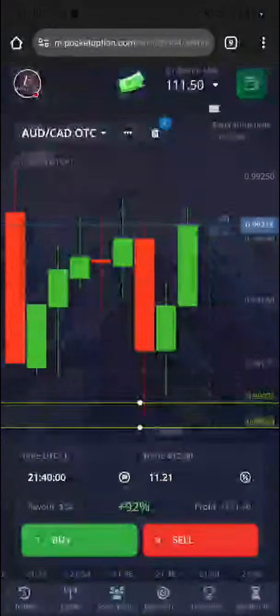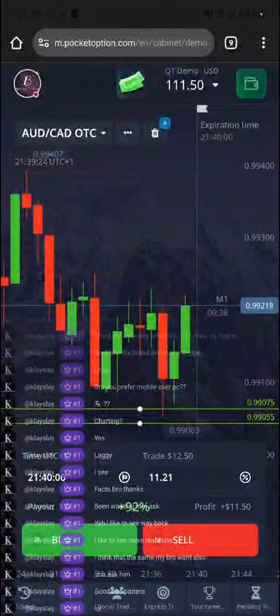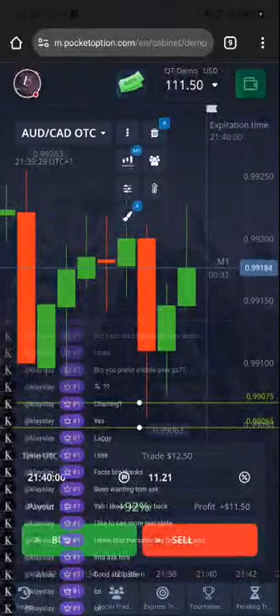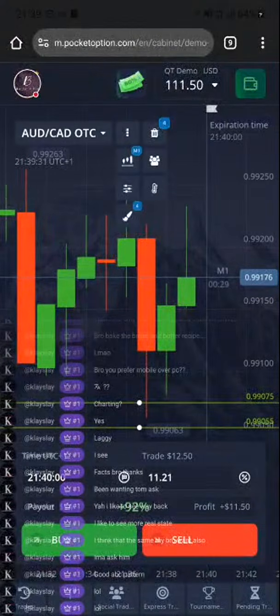Oh yes, it's a nice ABC pattern. Now I'm looking. This one is not a doji. I would have taken a doji trade down here, but it's not a doji, actually.